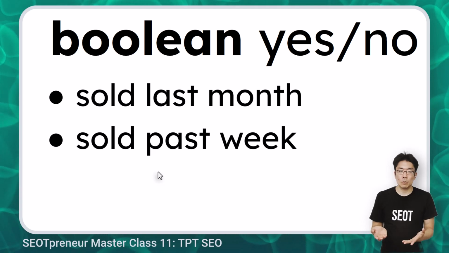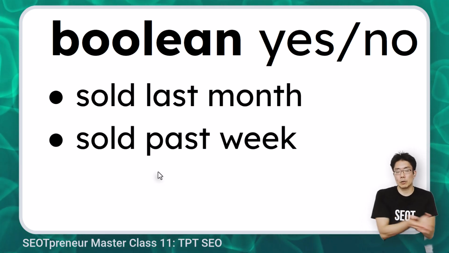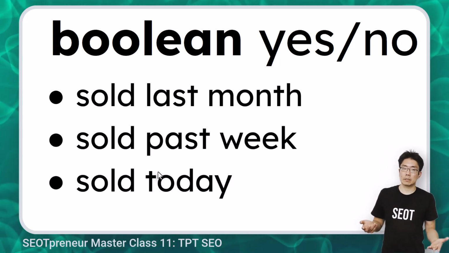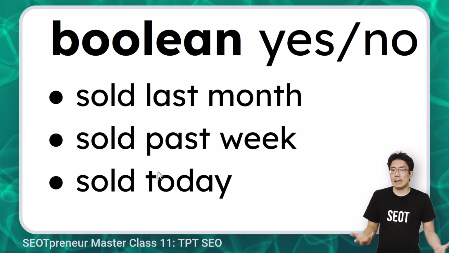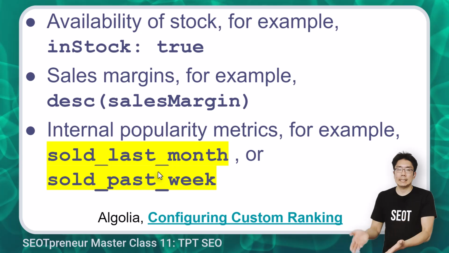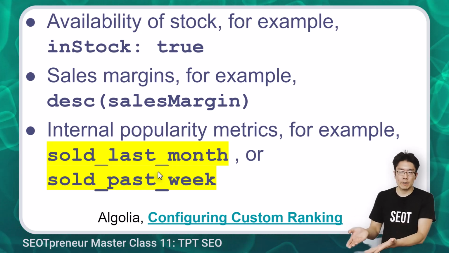Did this resource sell within the last week? Yes or no. If you're yes, you're in the first group. If you're no, you're in the second group. So the tie-breaking stuff still applies here. Did this resource sell today? Yes or no. And I'm not making this up. Sold last month and sold past week are examples of internal popularity metrics that Algolia gives in their developer manual.